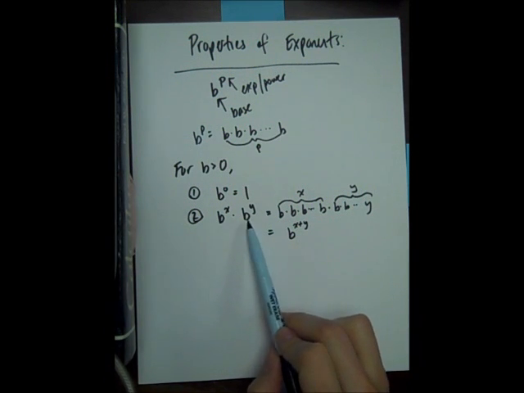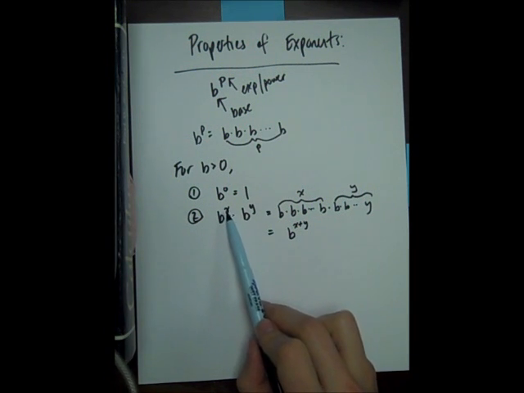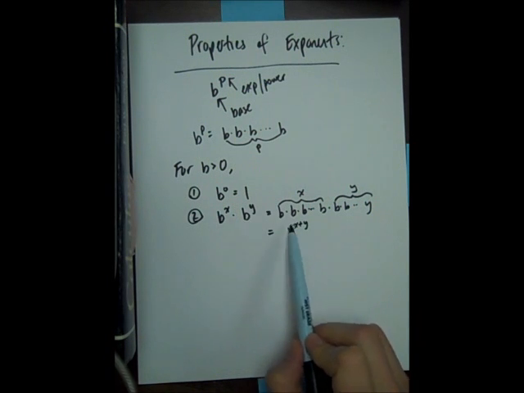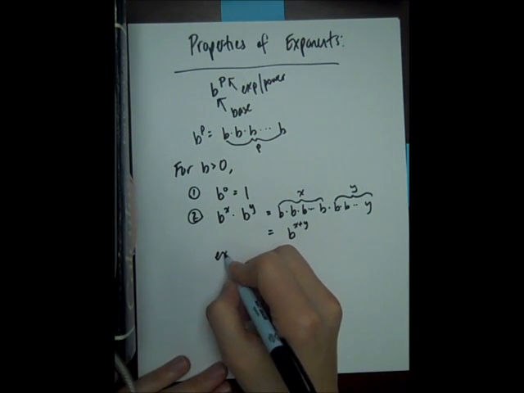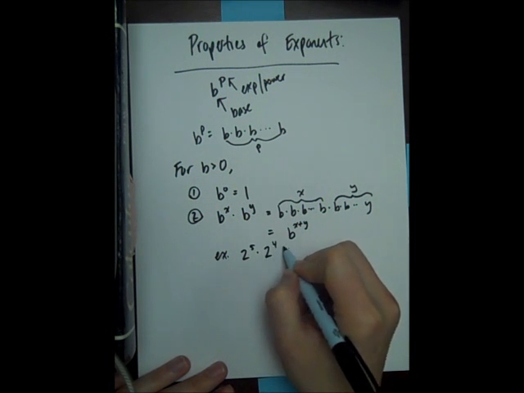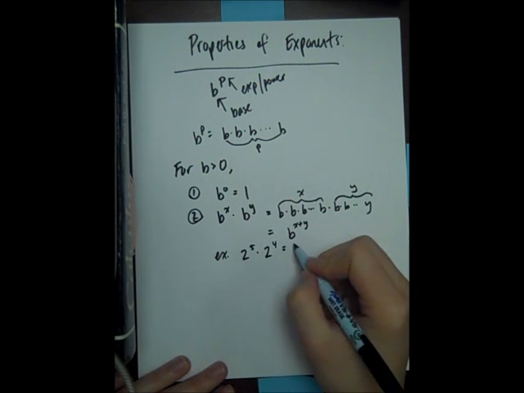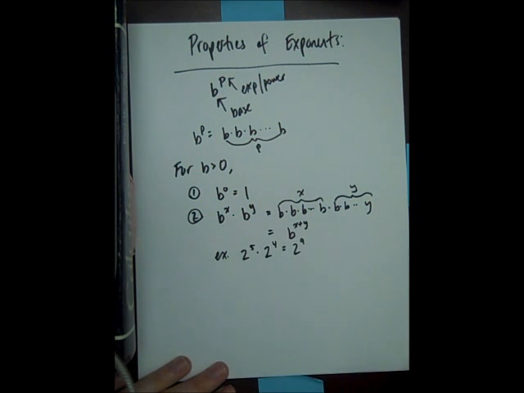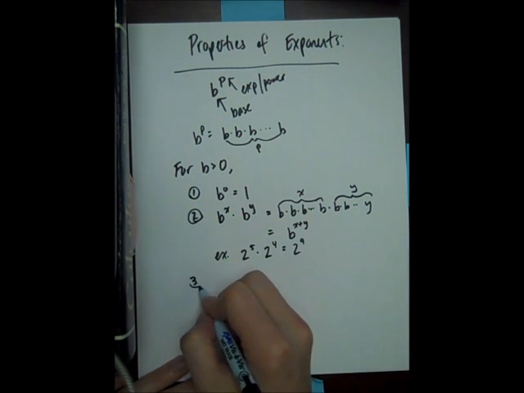So if you have the same base and you're multiplying and you have different exponents, or they could be the same, just add them together. So for example, 2 to the 5th times 2 to the 4th. This is the same base, so I just add my exponents to get 2 to the 9th.